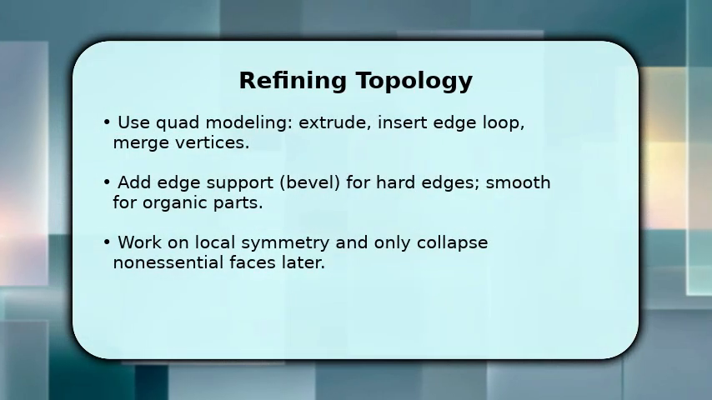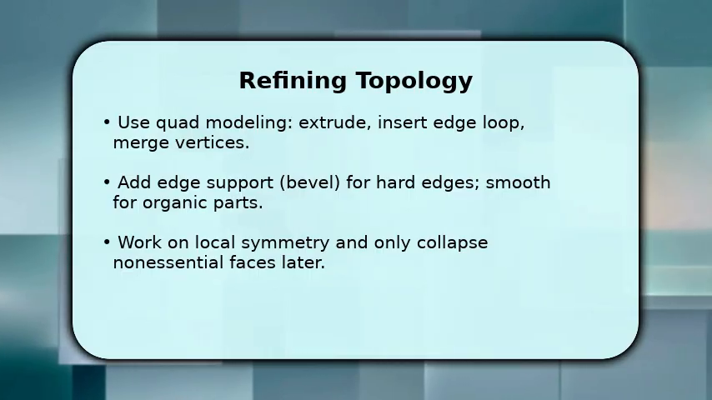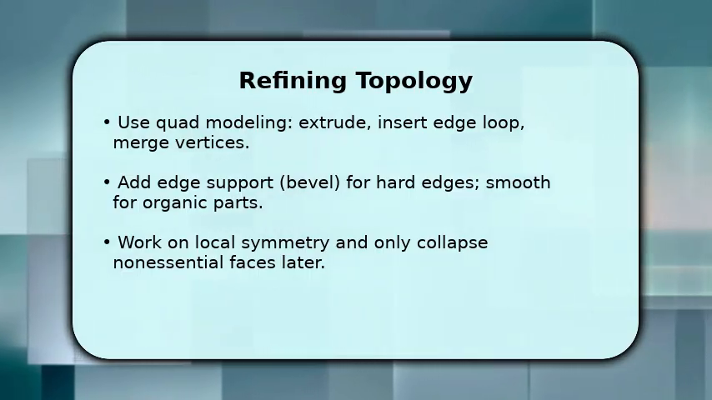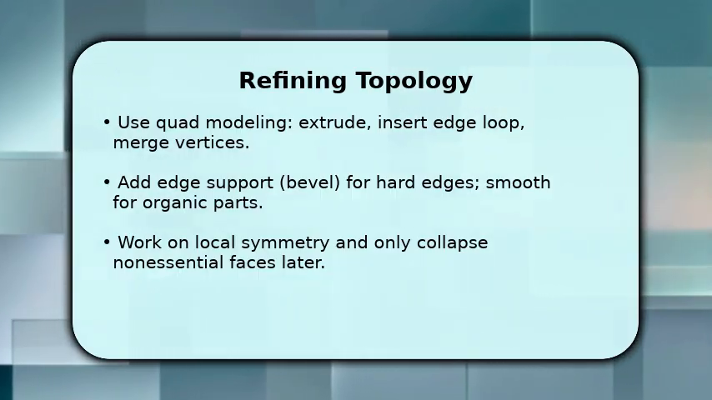You now refine the blockout into clean topology using quad modeling techniques. Start extruding faces and inserting edge loops to define major forms and merge vertices to remove unwanted poles. This maintains clean edge flow.